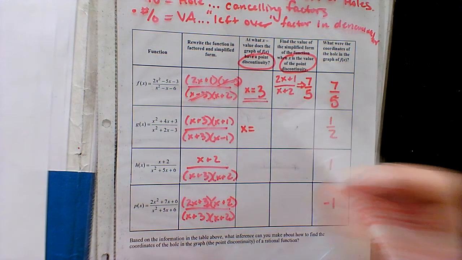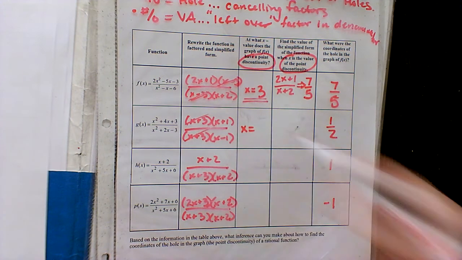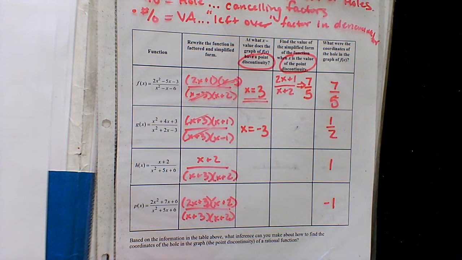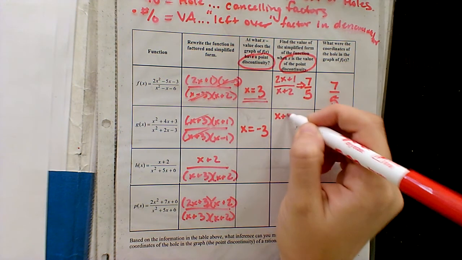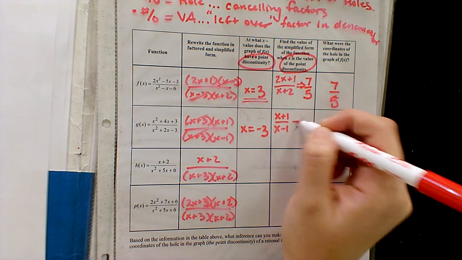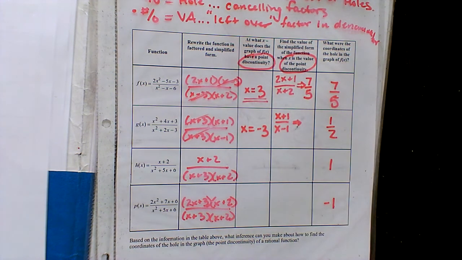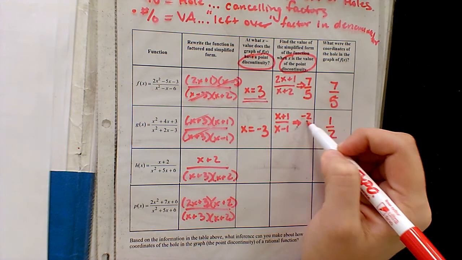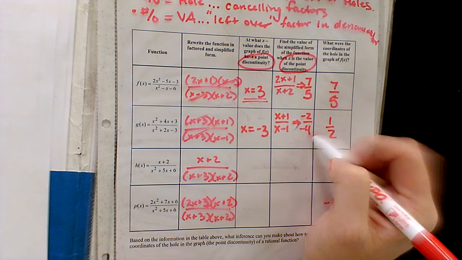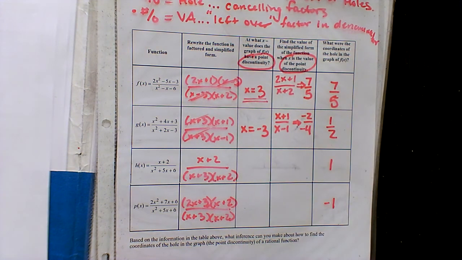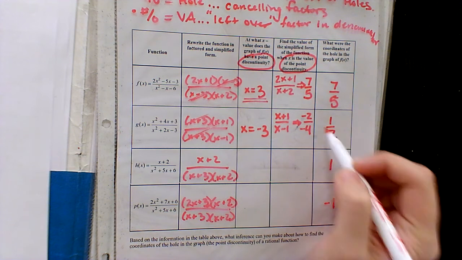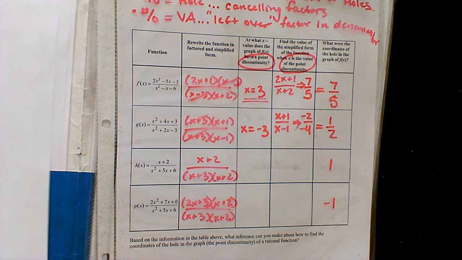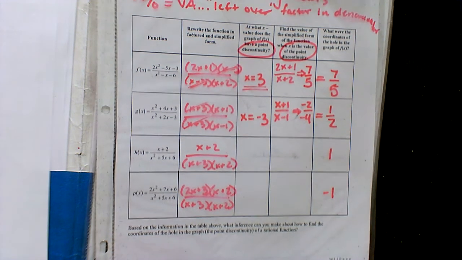Okay, Caitlin? -3. Okay, so the factors of x plus 3 cancel. We're going to take the leftover factors, x plus 1 over x minus 1, and we're going to plug in -3. So that would give us -2 over -4. But notice how if we were to simplify that, that would just be a half, like the graph was telling us. So it seems like we analyzed that function correctly.